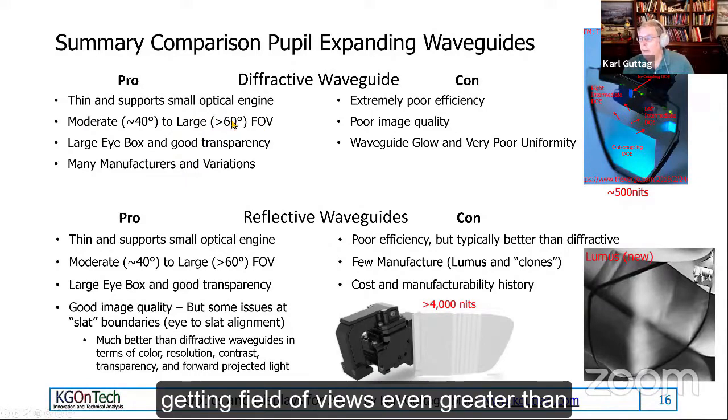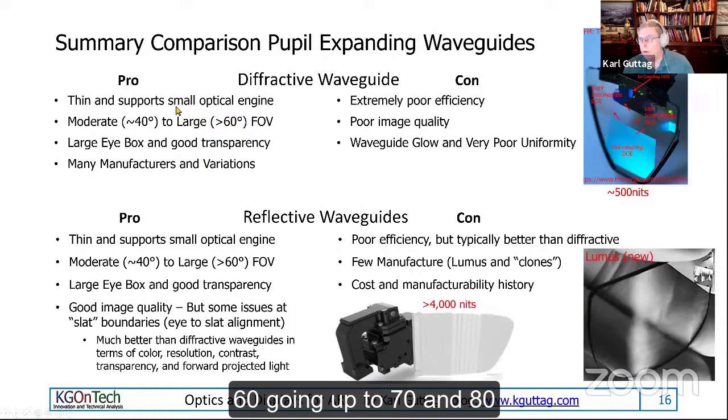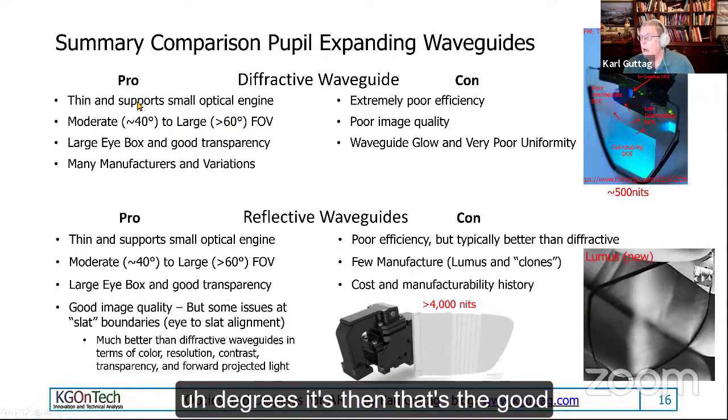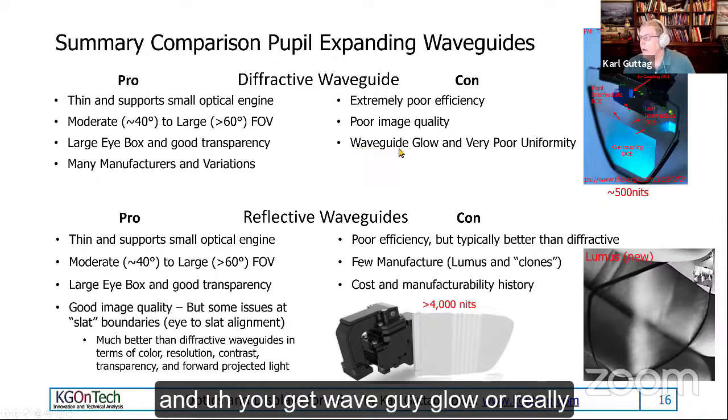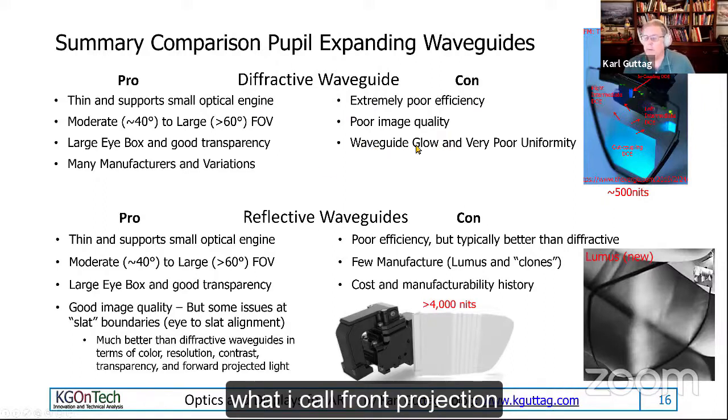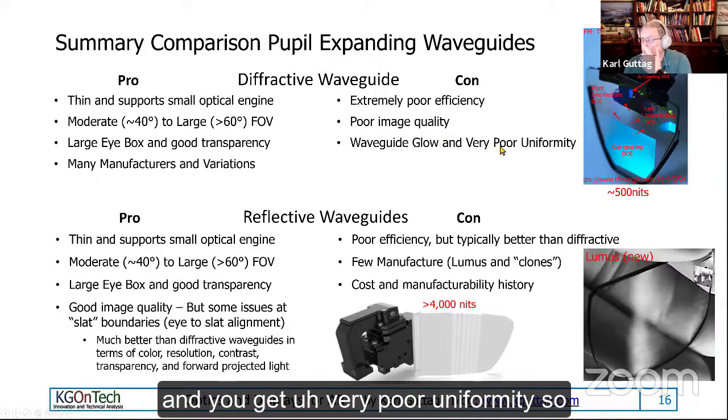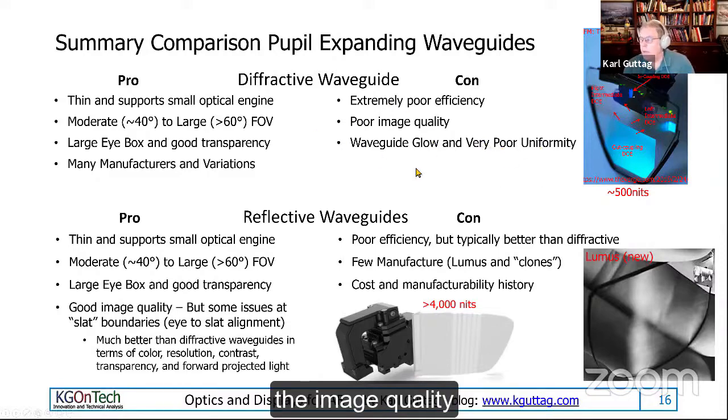There are actually people getting fields of view even greater than 60, going up to 70 and 80 degrees. It's thin. That's the good side. The bad side: poor efficiency, poor image quality, lots of, and I'll talk a little more about that later. And you get waveguide glow, or really what I call front projection, and you get very poor uniformity. So the image quality is not there.